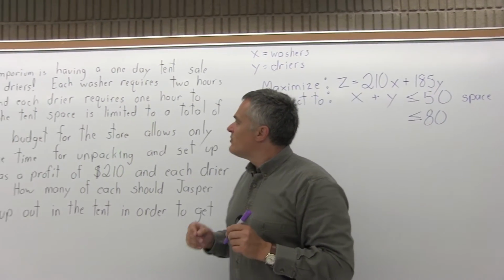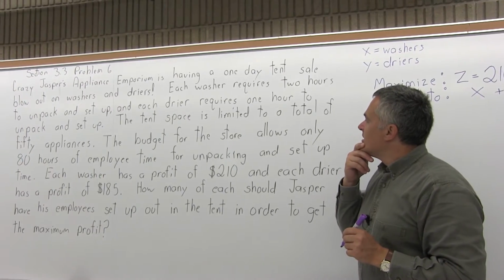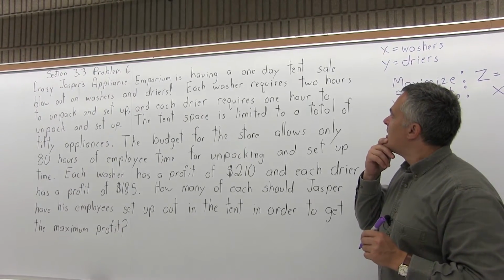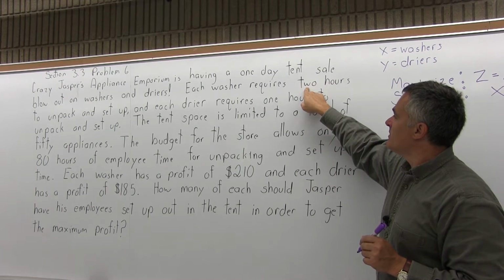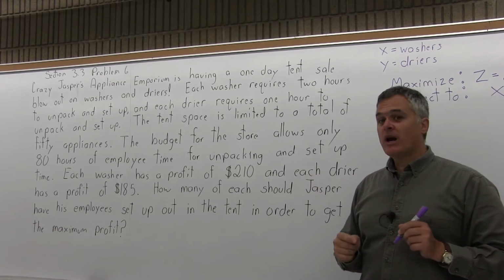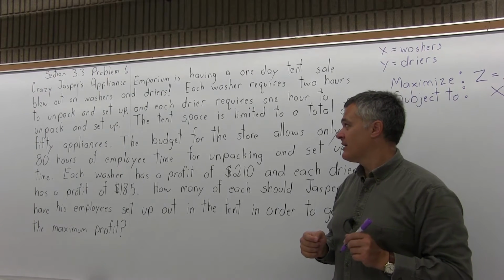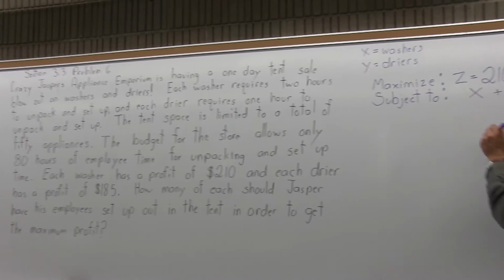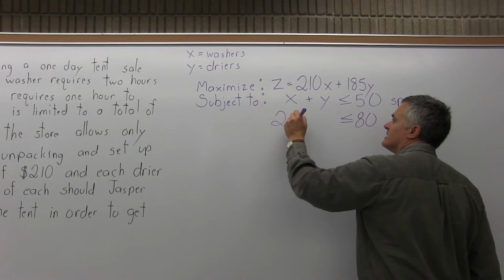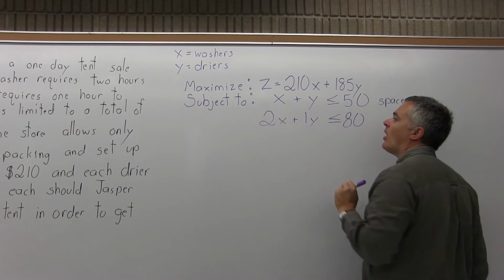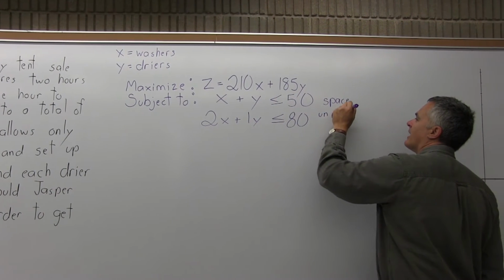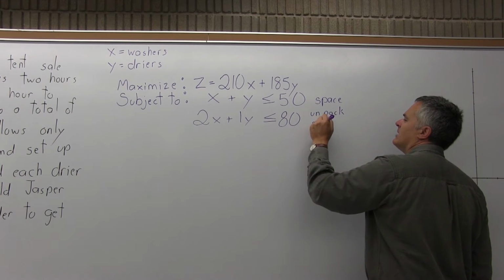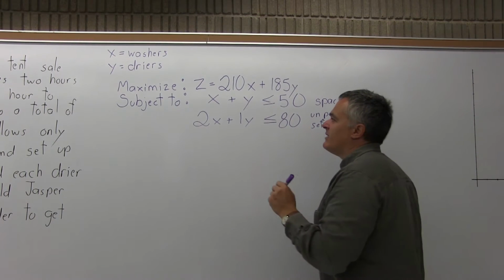Now, as I read through the problem again, it says near the beginning here, each washer requires 2 hours to unpack and set up. And again, remember the washers are x. And each dryer requires 1 hour to set up and unpack. And the dryers are y. So the washers, which are x, require 2 hours, and the dryers, which are y, require 1 hour. And I'll label this too. I'll put unpack and setup. You don't have to write that much, but. And then that's step 3.